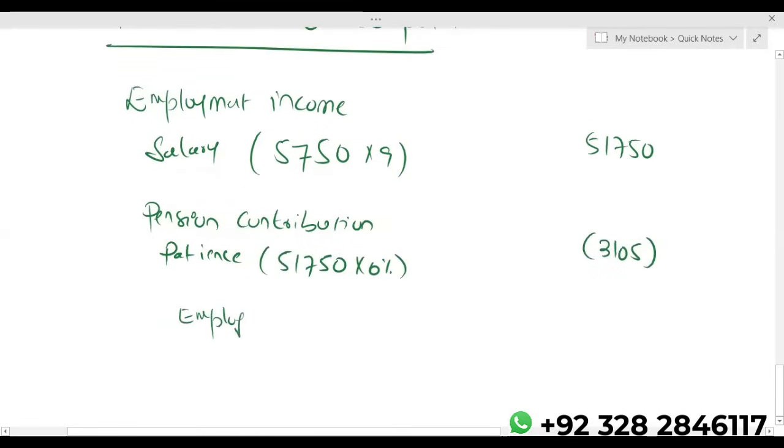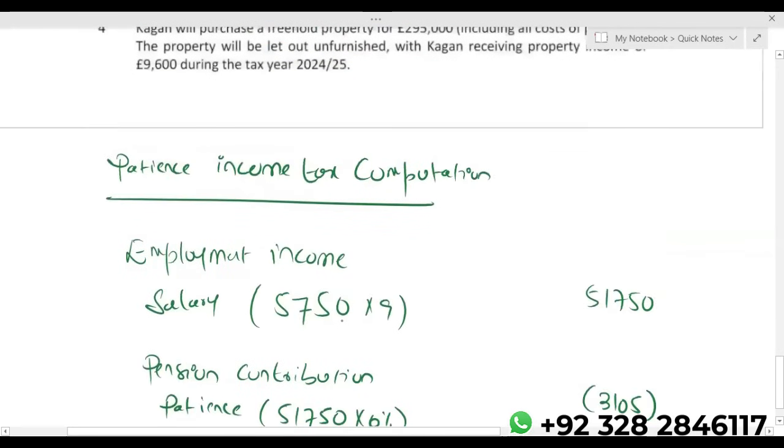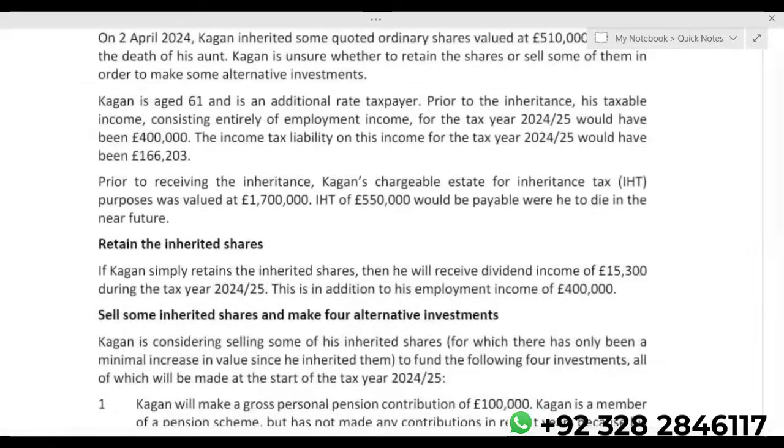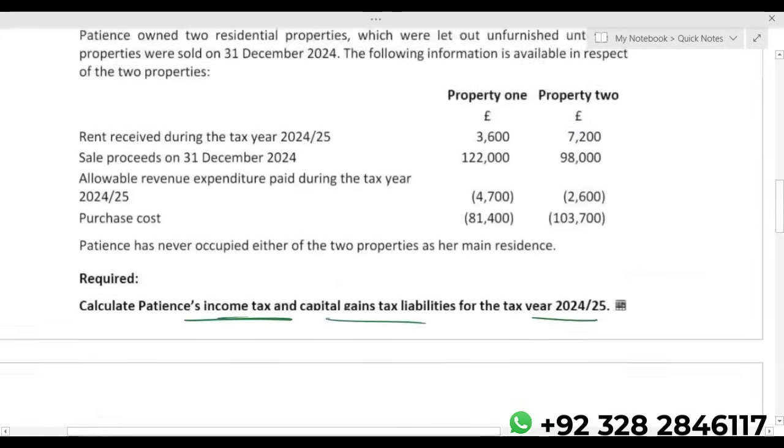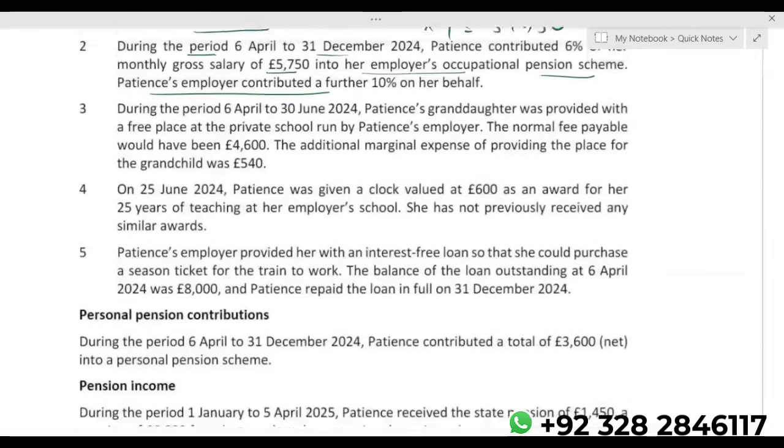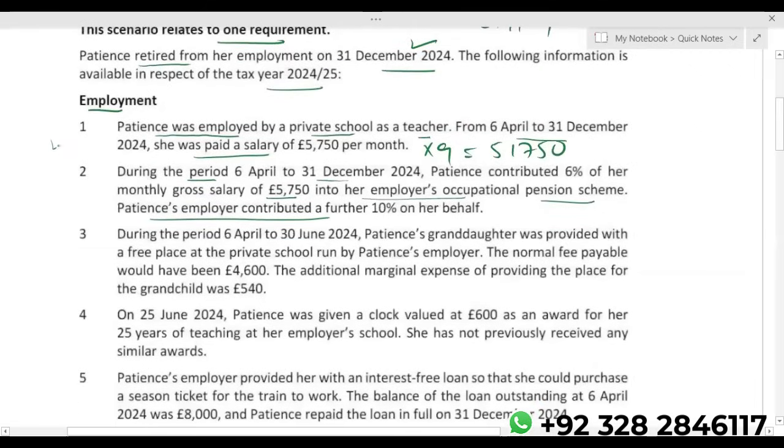The employer's contribution is an exempt benefit, so you have to write 0. Again, I'm saying if you're not writing 0, you will get 0 marks, because it is categorically mentioned that if something does not need any adjustment, you have to write 0. We have done with 1 and 2, now go for 3.